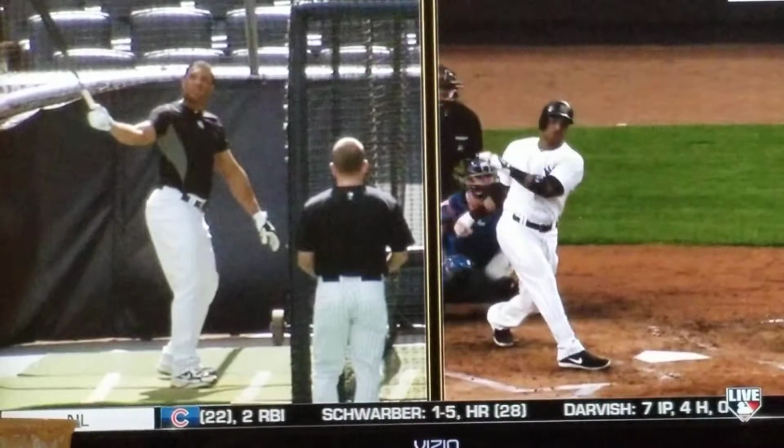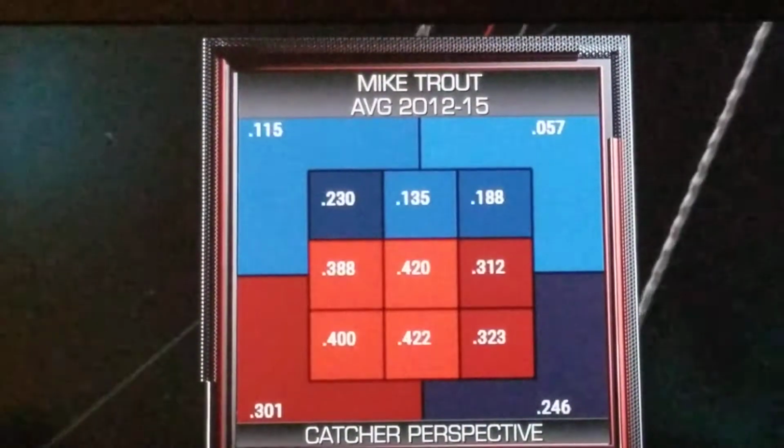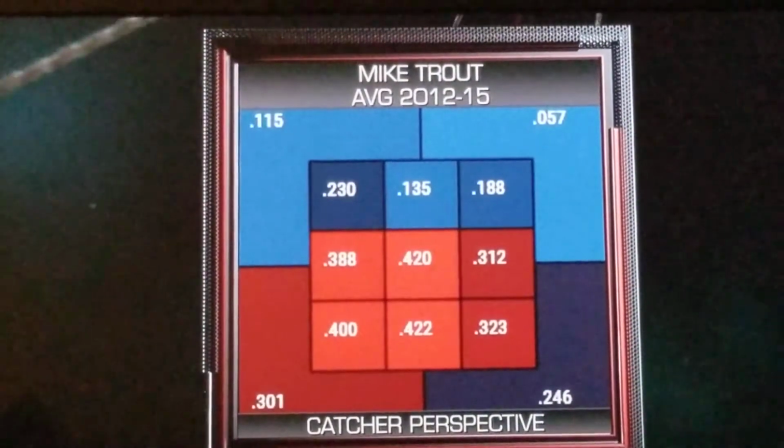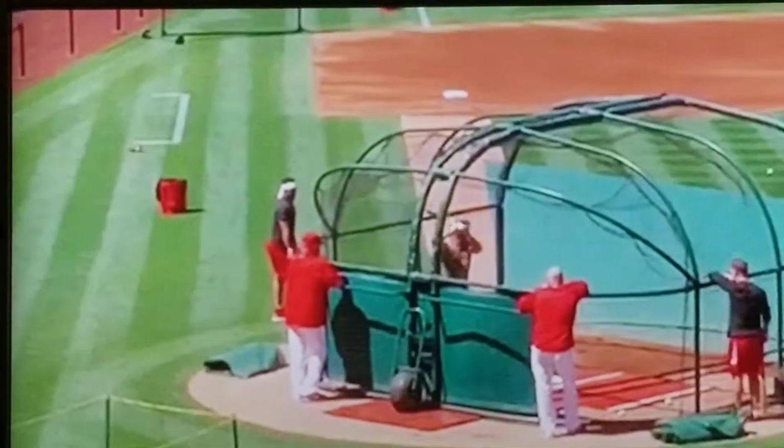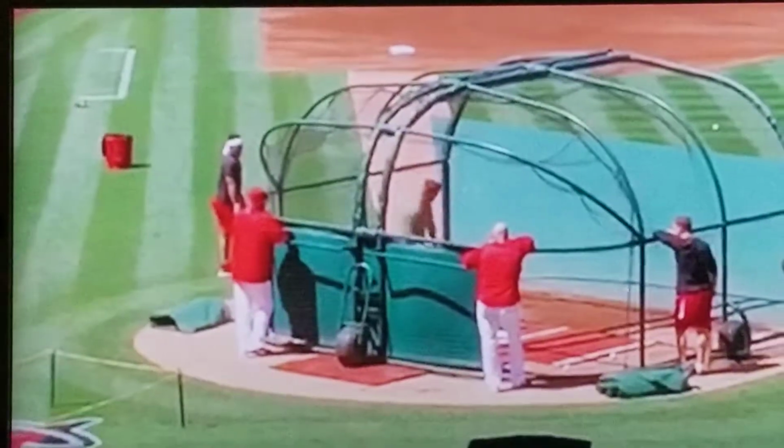All right, let's go to Mike Trout. Remember Trout, everybody saying, oh, he can't hit the high pitch, you know? And he went through that for about 3 or 4 seasons. And look at the numbers here. All right, .230, .135, .188. Those aren't good. All right? But so what did Mike Trout do? Flip drills up top of the zone.